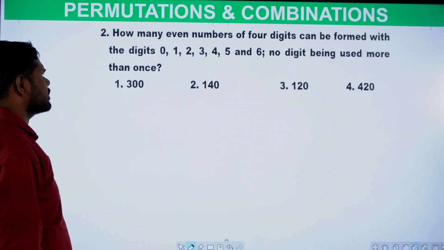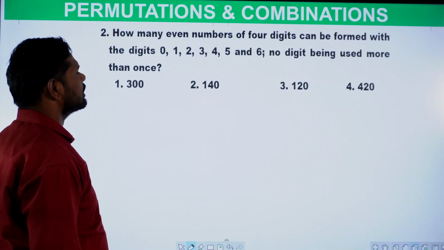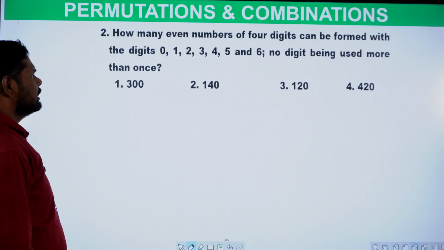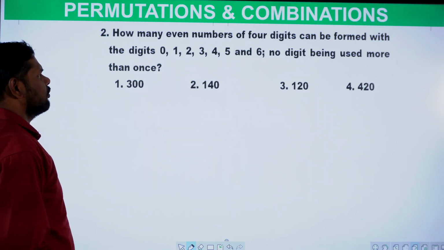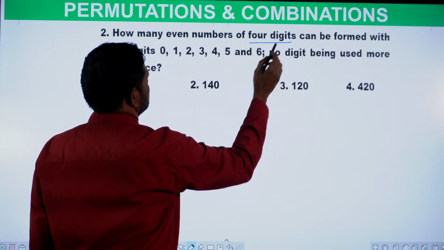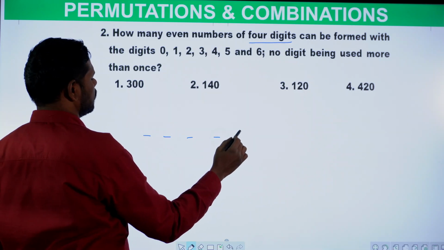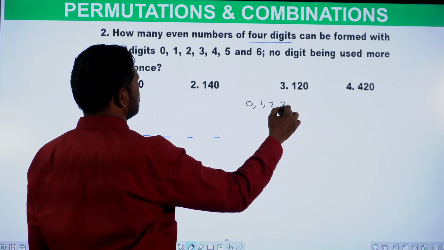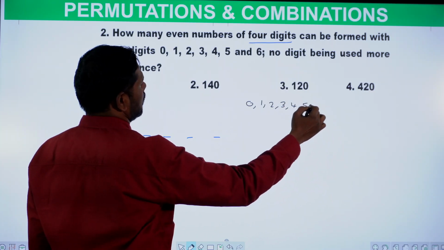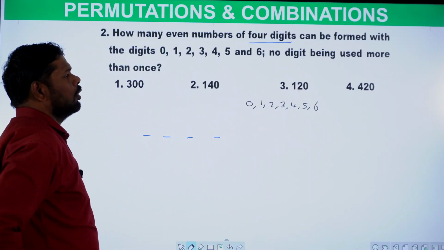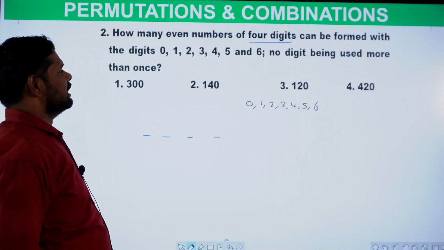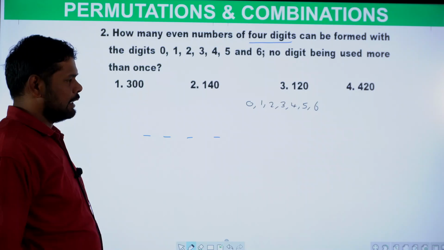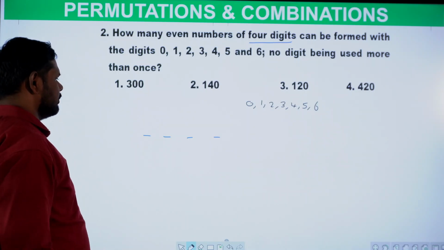Now, next question. How many even numbers of 4 digits can be formed with the digits 0, 1, 2, 3, 4, 5, and 6 also given? No digit being used more than once. Here the condition is without repetition: no digit being used more than once. Now we will look into the possibilities.